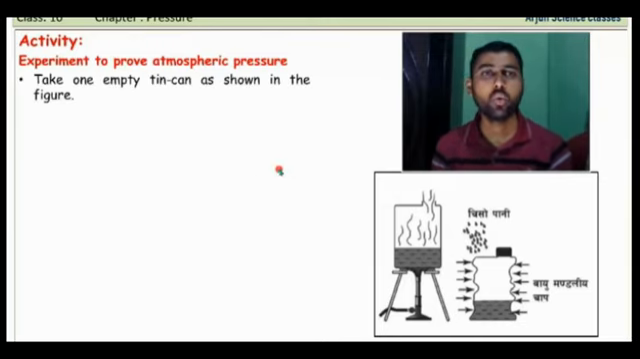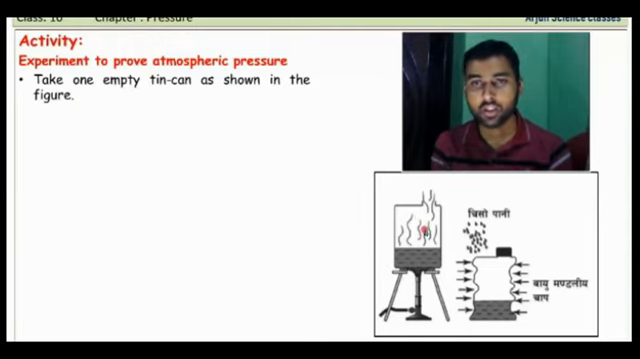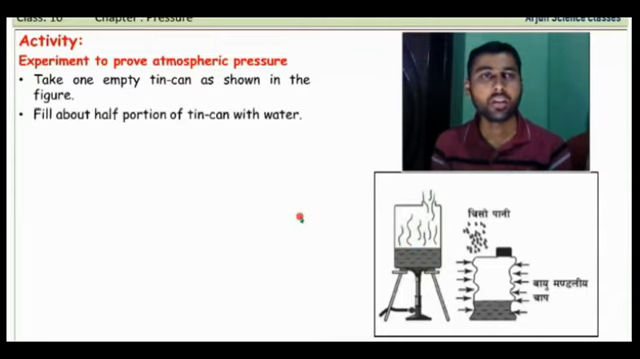First of all, take one empty tin can as shown in the figure. Here you can see this is the empty tin can. There is no lid in the tin can; it is open. Fill about half the portion of the tin can with water. Here you can see it is filled with water.